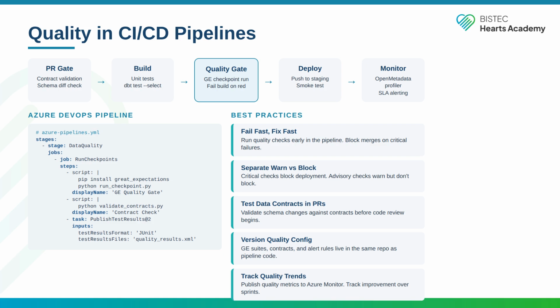The Azure DevOps pipeline YAML on the left shows exactly how to wire this up. Install Great Expectations, run your checkpoint, validate your contracts, and publish results as JUnit test results, so they show up in the Azure DevOps test tab. 5 best practices for making this work. Fail fast, fix fast, run checks early. Separate warnings from blockers: critical checks block, advisory checks warn. Test contracts in PRs, version your quality config in the same repo, and track quality trends over time using Azure Monitor.